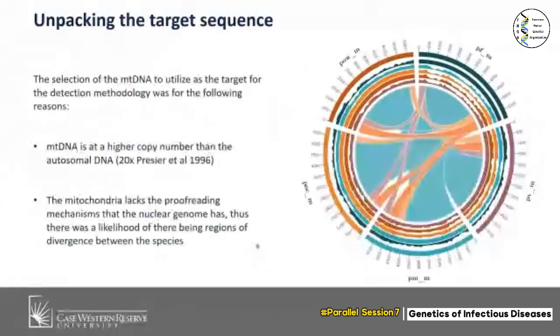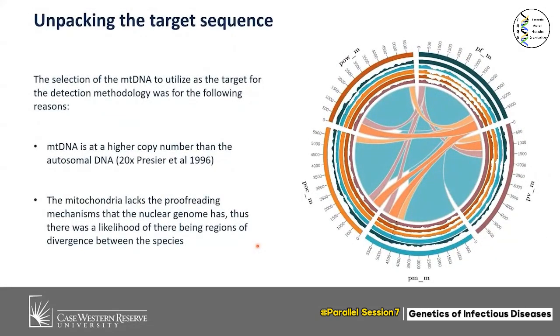Let's start unpacking why we started with the mitochondria and how that is functioning as a viable target at this point. So, the reason we selected the mitochondrial DNA was twofold. The first one being that mitochondrial DNA is usually at a much higher copy number than autosomal DNA. In the parasite Plasmodium, it's lower than you would expect of a eukaryotic organism, but still reported to be about 20x over the nuclear genome by this paper. That's because Plasmodium tend to only have 3 or 4 mitochondria as compared to other organisms, which can have much more than that.